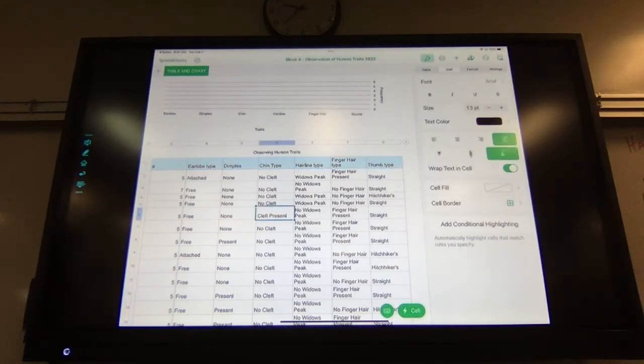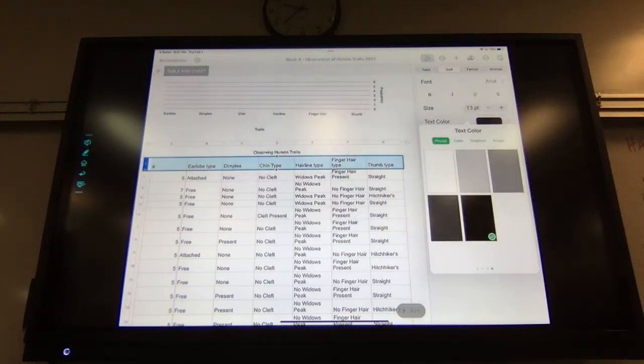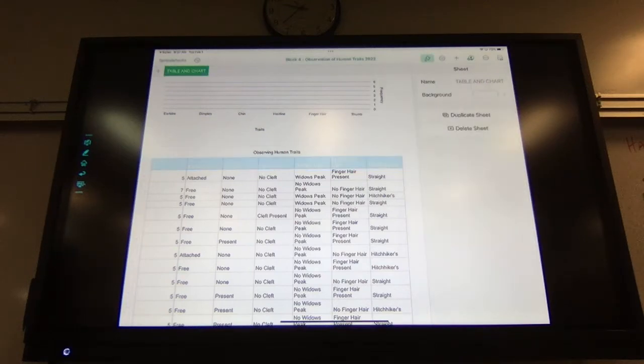If you wanted to get fancy, you could also change the color of your text. So oftentimes white on a dark background looks really good. White on a light background doesn't. So I'll show you. So I'll go ahead and change.